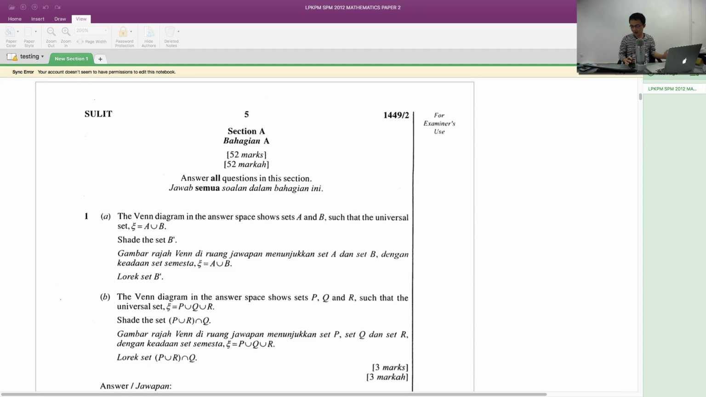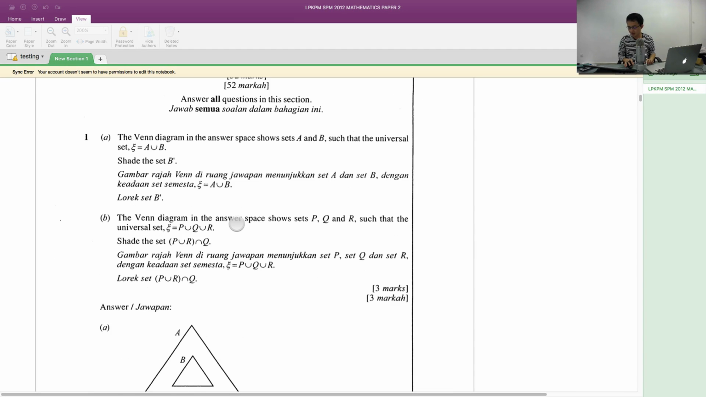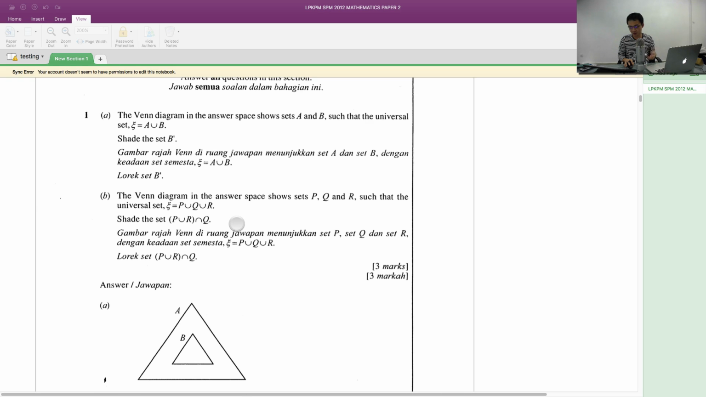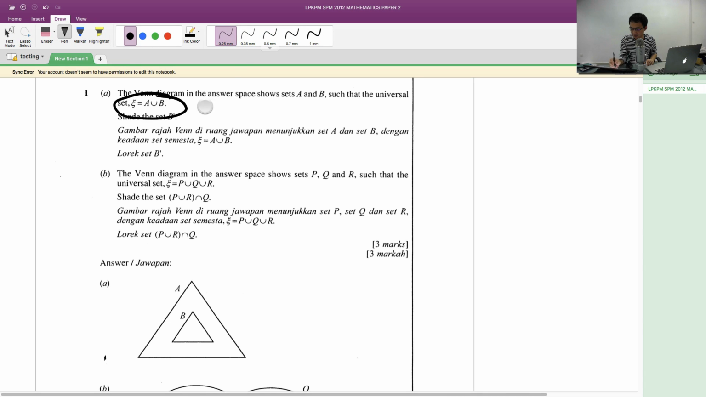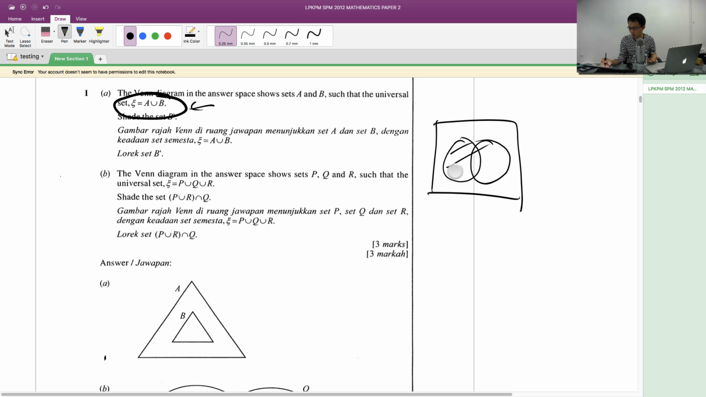Alright, so the Venn diagrams in the answer space below: set A and set B such that the universal set is A union B. That means the whole thing here is the universal set. When the question says A union B is a universal set, it means the universal set is the whole thing here. It does not include the outside. The outside, the red color one, does not exist. This is something quite important.